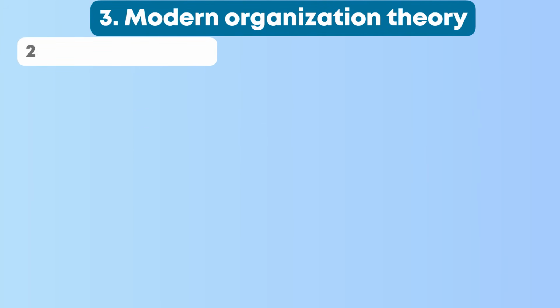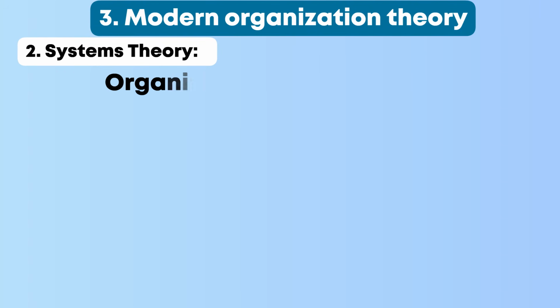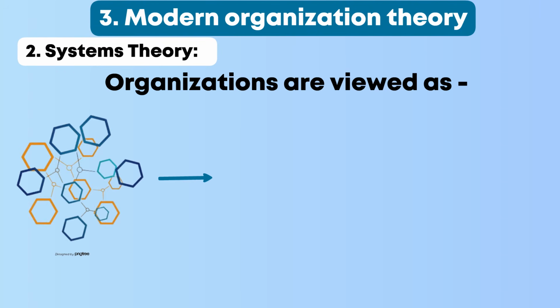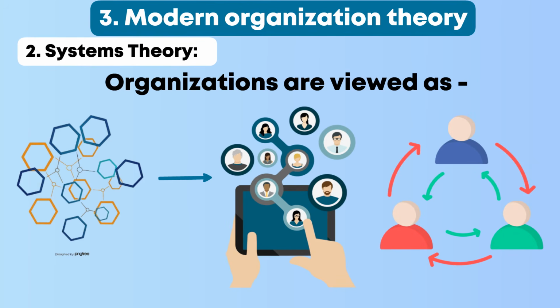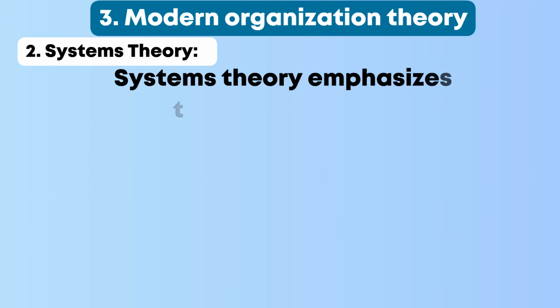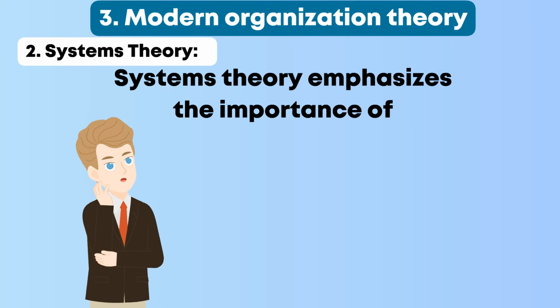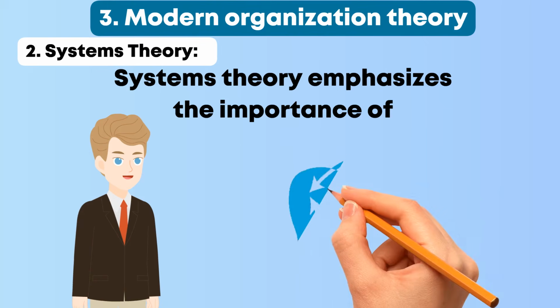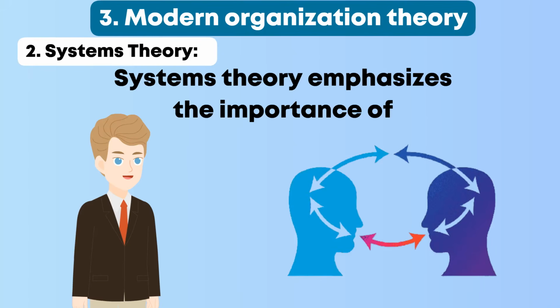2. Systems theory. Organizations are viewed as complex systems with interconnected and interdependent parts. Systems theory emphasizes the importance of understanding how different components within an organization interact and influence each other.